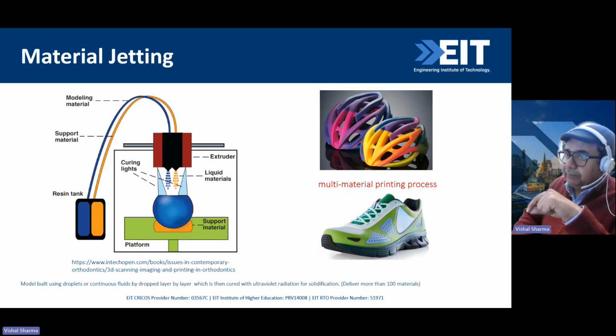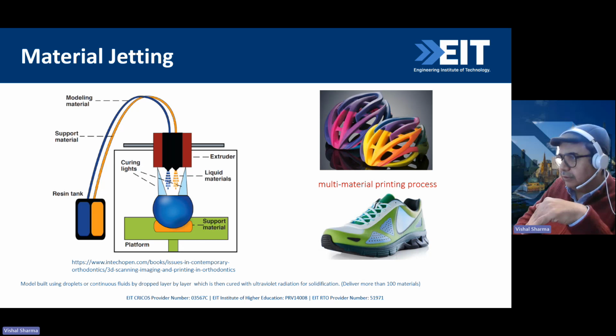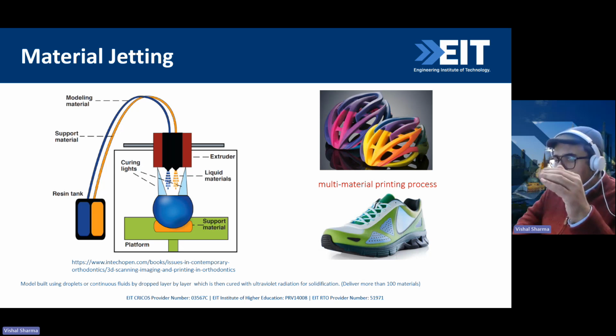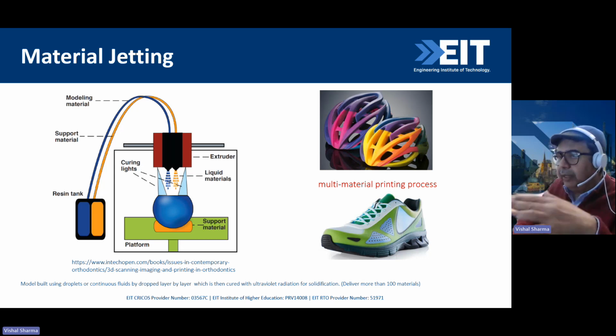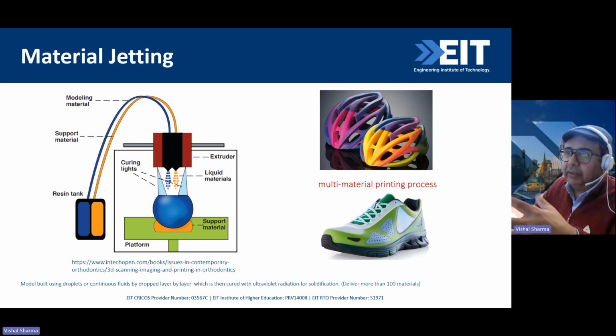The advantage of material jetting is we can produce parts like this with different materials. In a single setting, I can produce a shoe like this, where the sole is of different material, the upper is of different material, and maybe the inner is of different material. So when it is material jetting, we can use different materials. This is the advantage of this technology. But the technology is a bit expensive at the moment. It's not that cheap when you compare it with FDM or SLA.